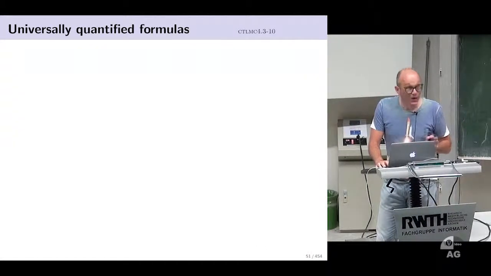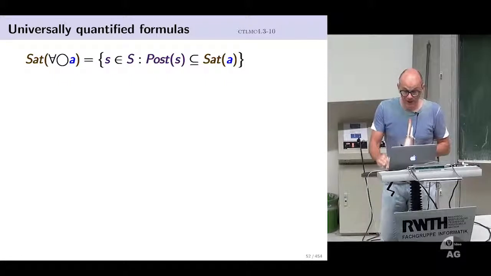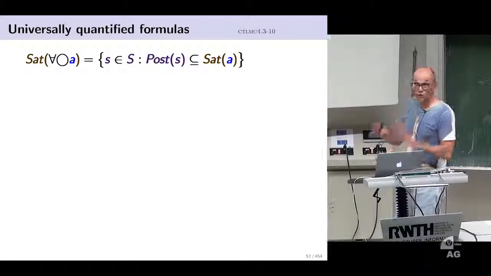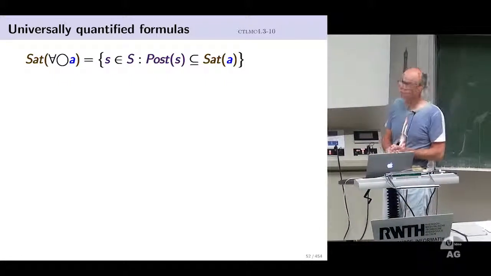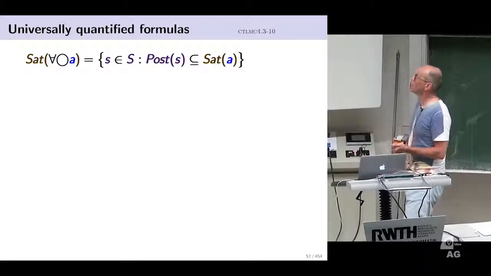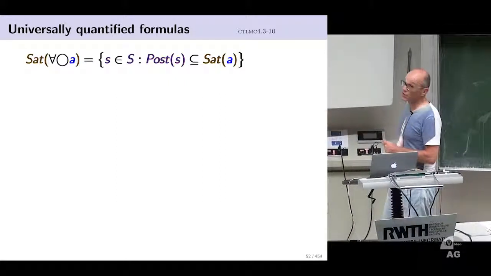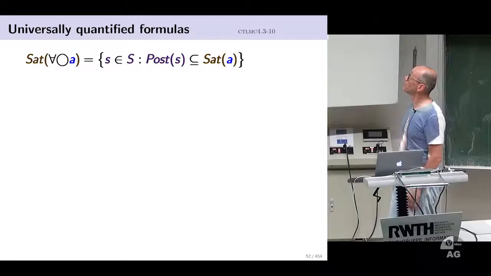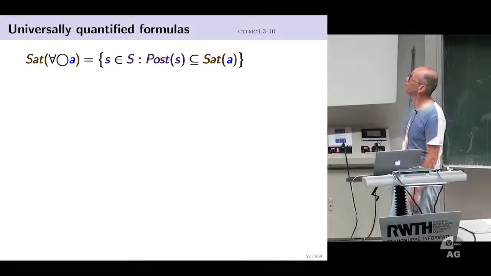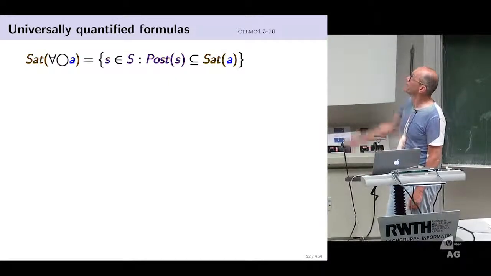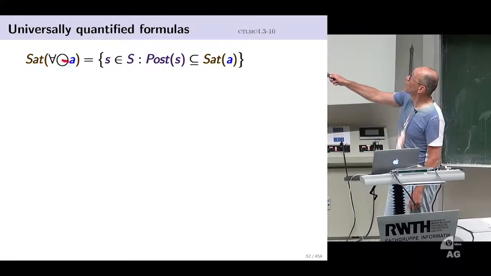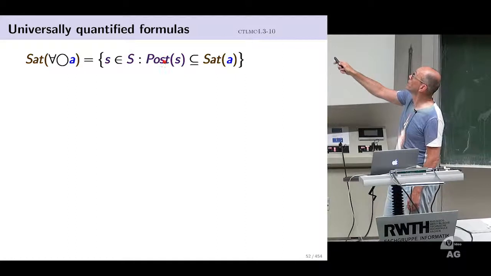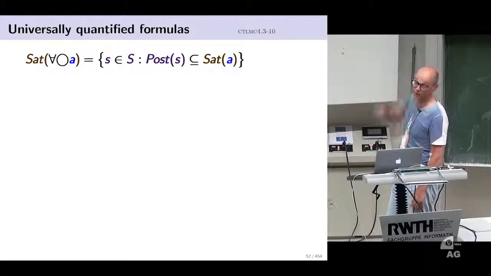Good. One remark about universally quantified formulas. If you do not restrict only to existential normal form, then you are interested in doing the direct computation on universally quantified formulas. So the satisfaction set of for all box A simply means you take all the states that only have direct successors which are satisfying A.